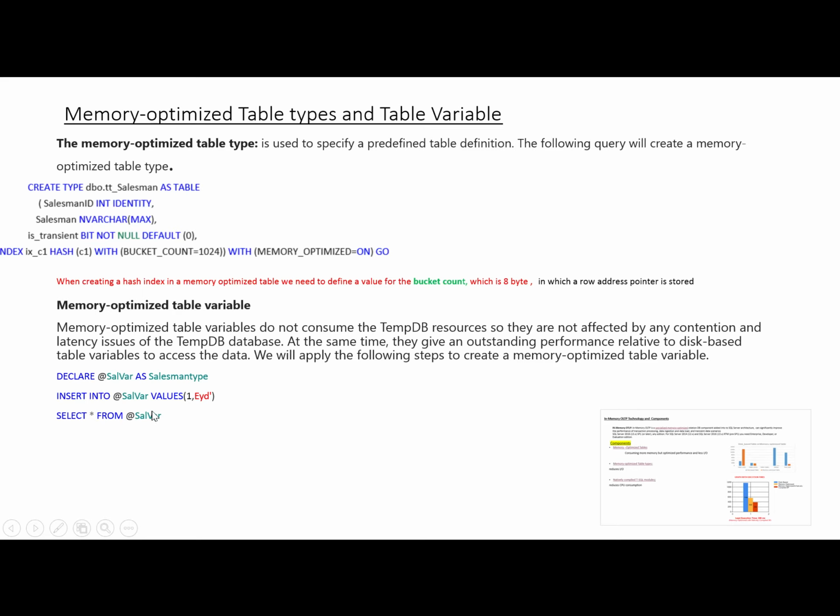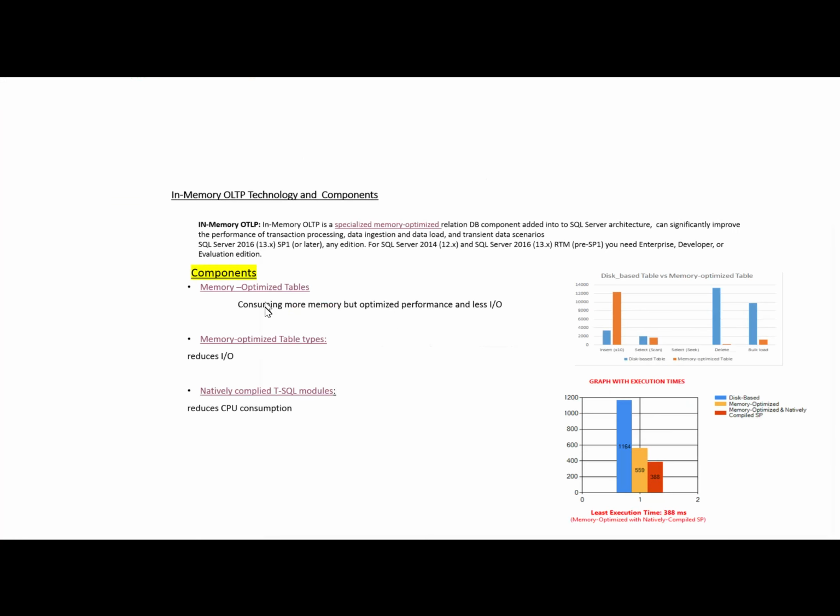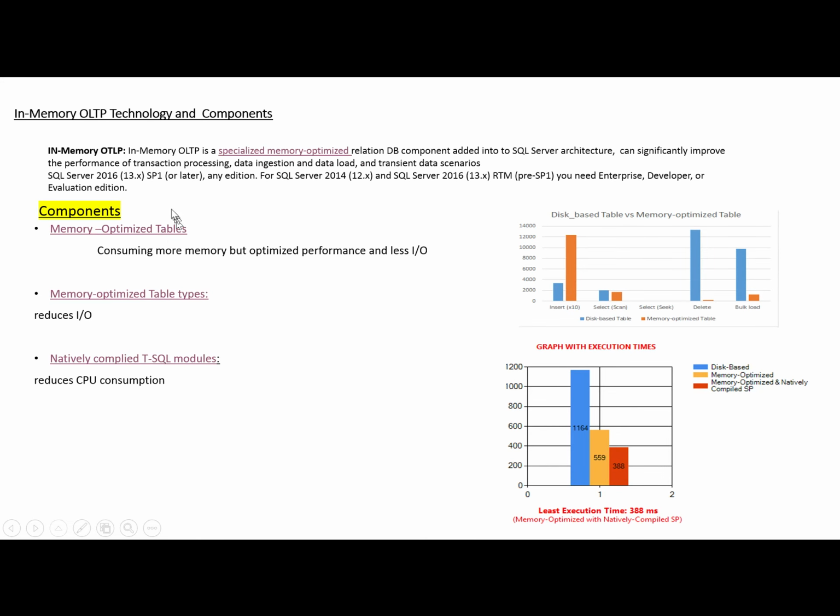There is no involvement of tempdb, so tempdb will not be involved. There are no locks and no contentions. So there is a performance gain by using memory optimized tables and memory optimized table types. This is another component of memory OLTP technology, which also reduces input output.